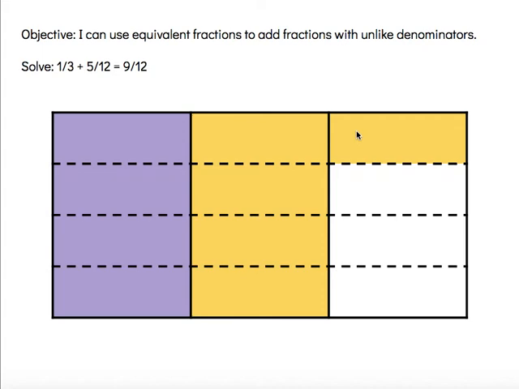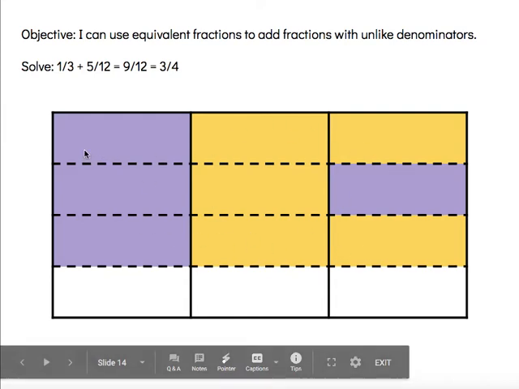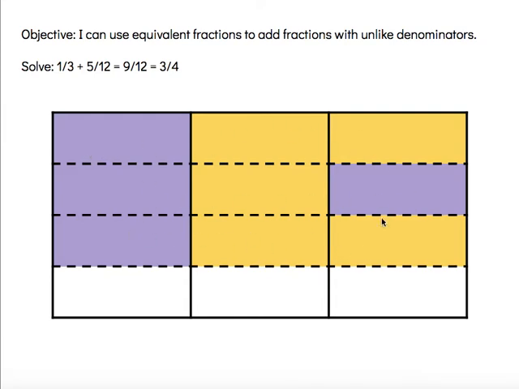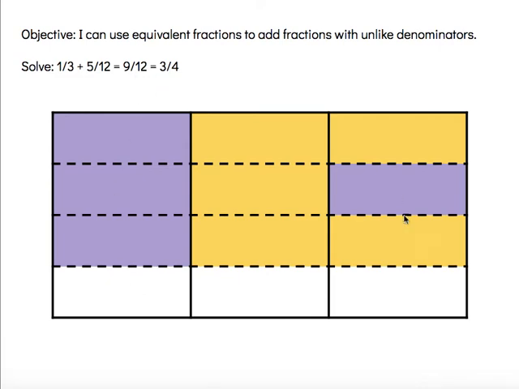Now, again, I can decompose and rearrange that. I'm going to move a few of these colors around. I'm going to move these two right here so that you can see I moved the purple up here and the gold over here. And now that they're all grouped together, I can see that that takes up 1, 2, 3 out of 4 rows. So 9/12 by rearranging this area model is equivalent to 3/4.